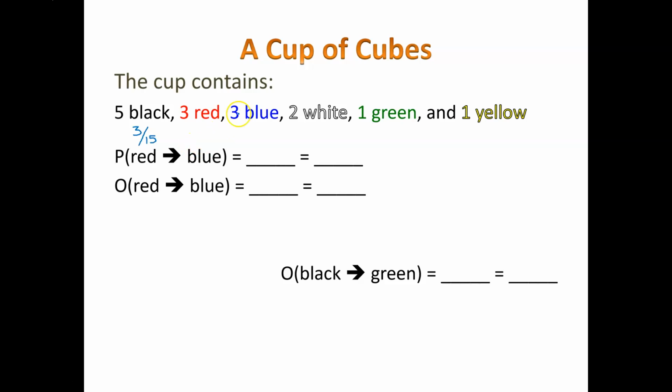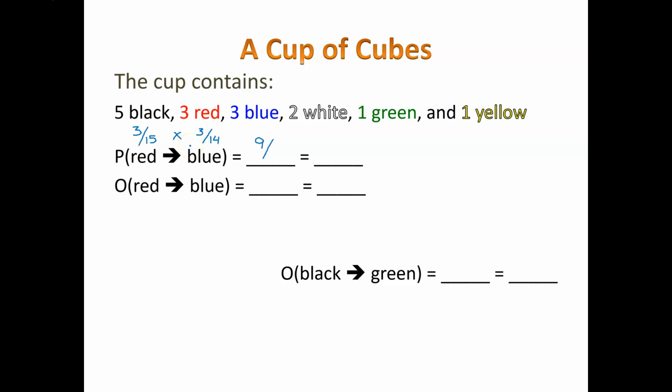But then the blue, we took this red and set it off to the side. So there's no longer 15 cubes in the cup. Now there's only 14. 3 of them are blue. So then we just do our multiplication. 3 times 3 across the top is 9.